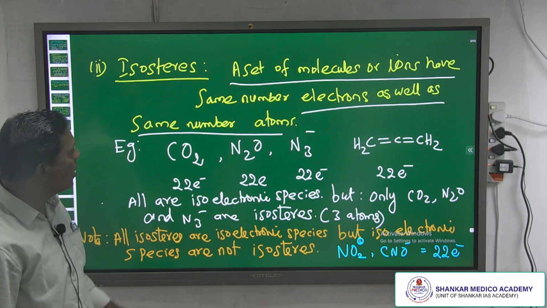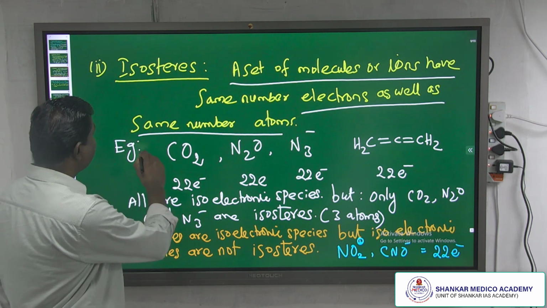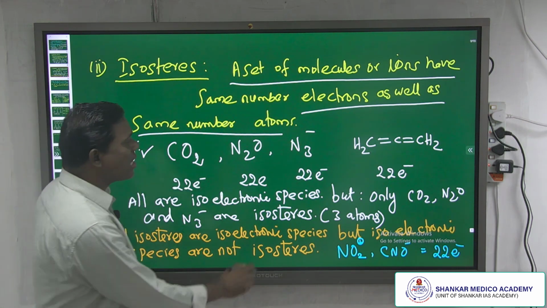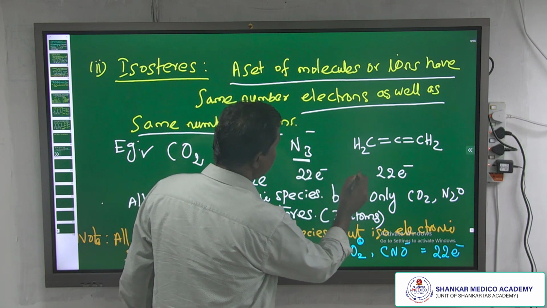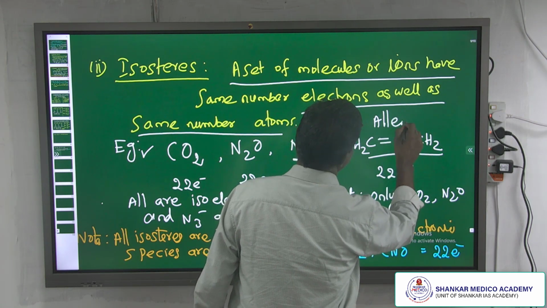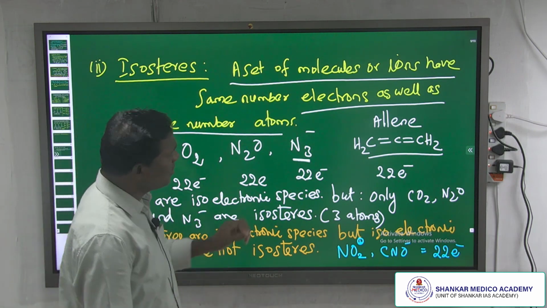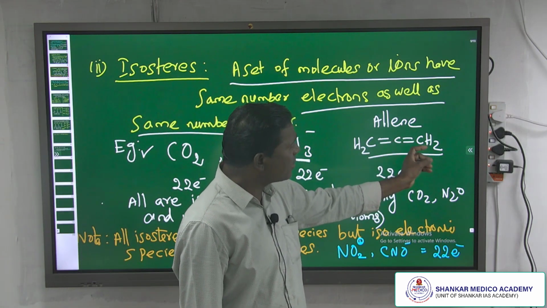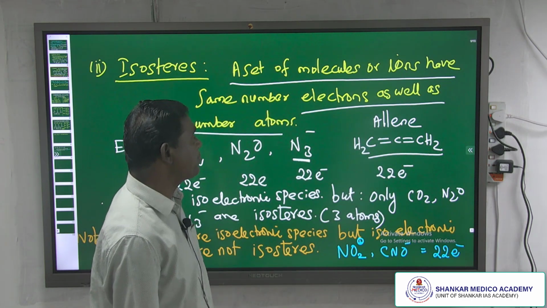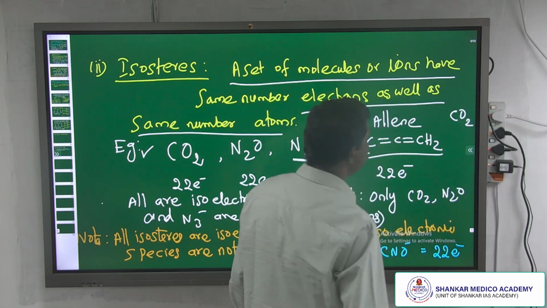How do you identify a set of isosteres? Let us say, for example, carbon dioxide and nitrous oxide. This is the azide ion, and one more is allene. This is called allene. Allene has carbon double bonds on both sides, CH2 and CH2. In carbon dioxide, the two terminal oxygens are replaced by CH2. So this is how it actually works. Maybe we can check whether CO2 molecules come under this category.